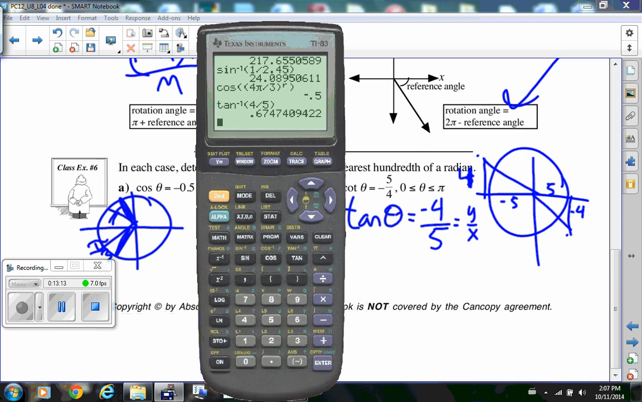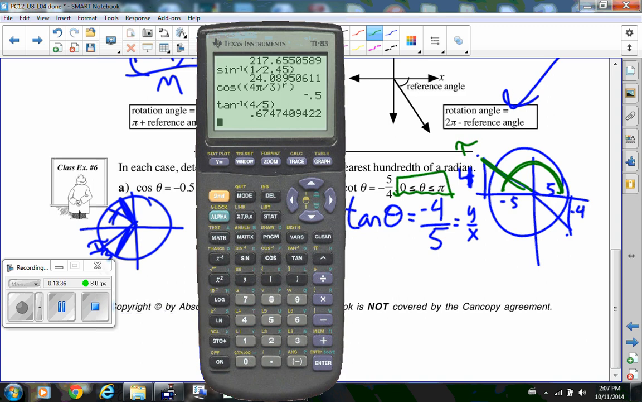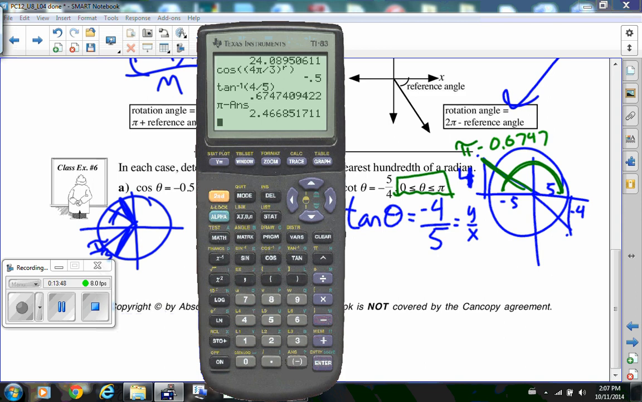So my tan is going to be 0.67 radians, but I would like it to be actually only in this quadrant. You always want to look at your domain. The domain that they want my answer in is between just 0 and pi. So the only solution I'm looking for here is this one, which is going to be pi minus 0.6747, yada, yada, yada, or 2.467.